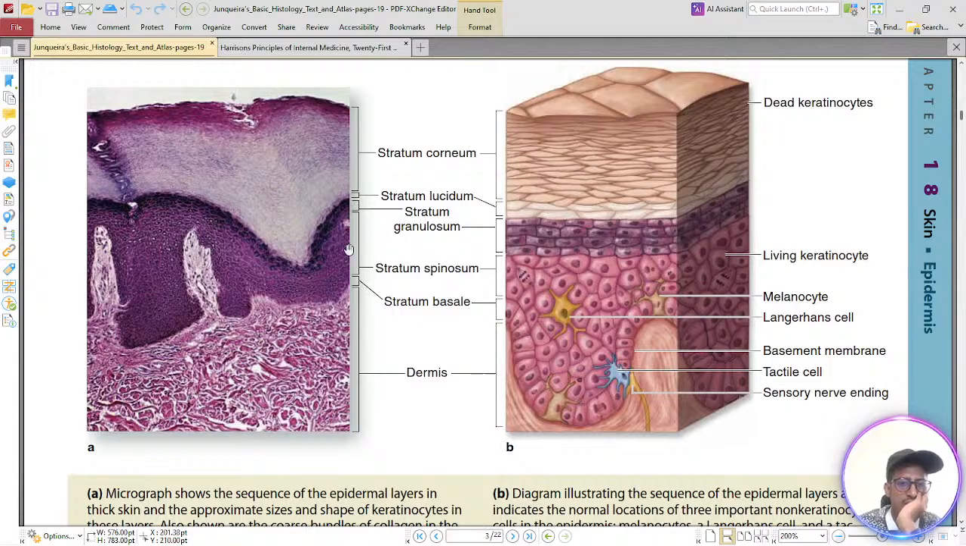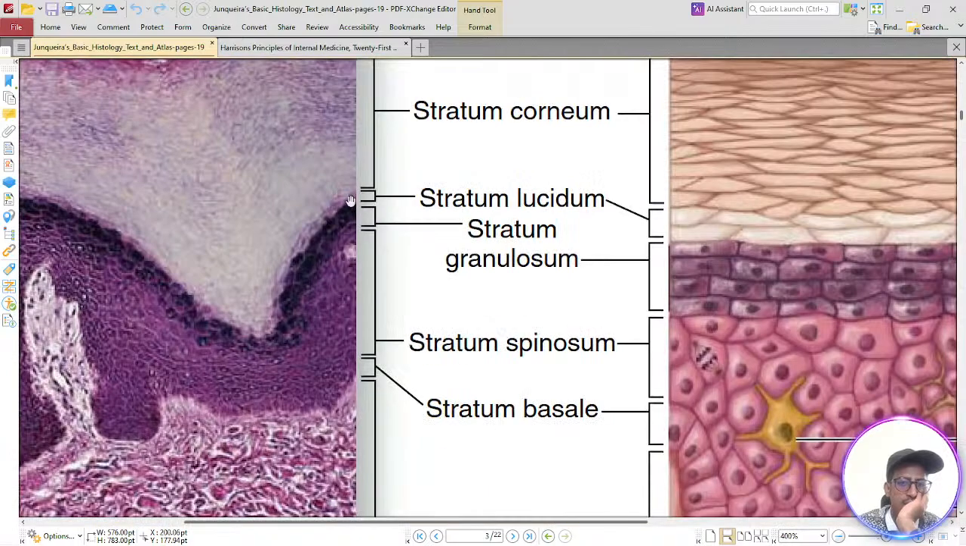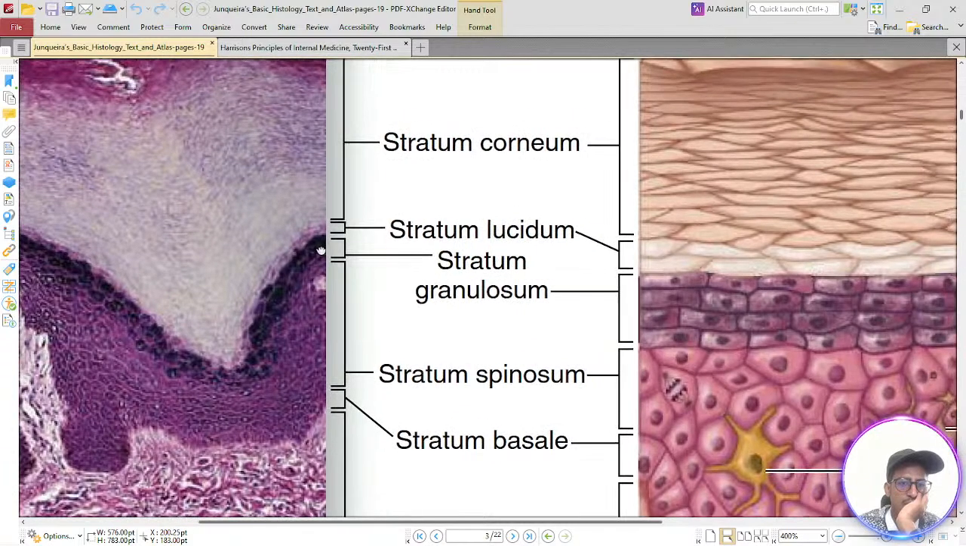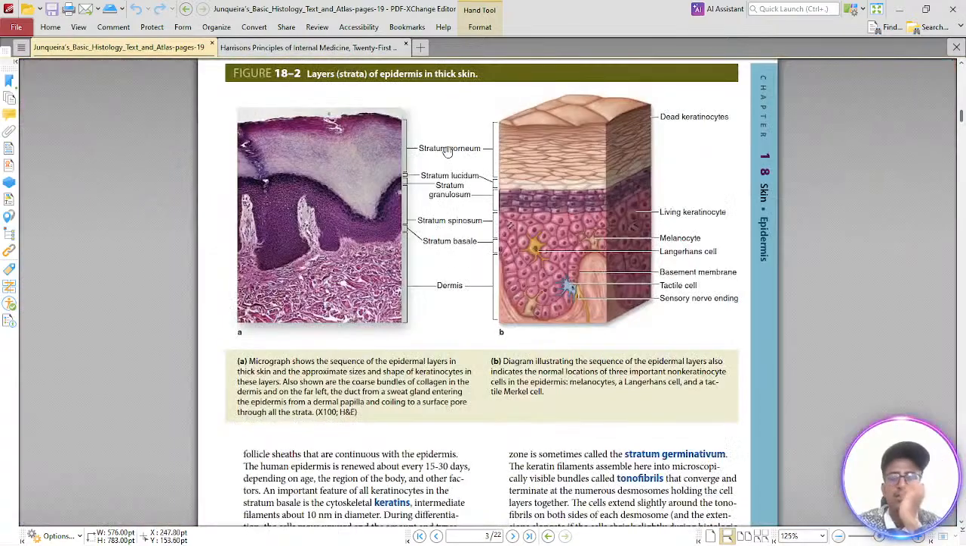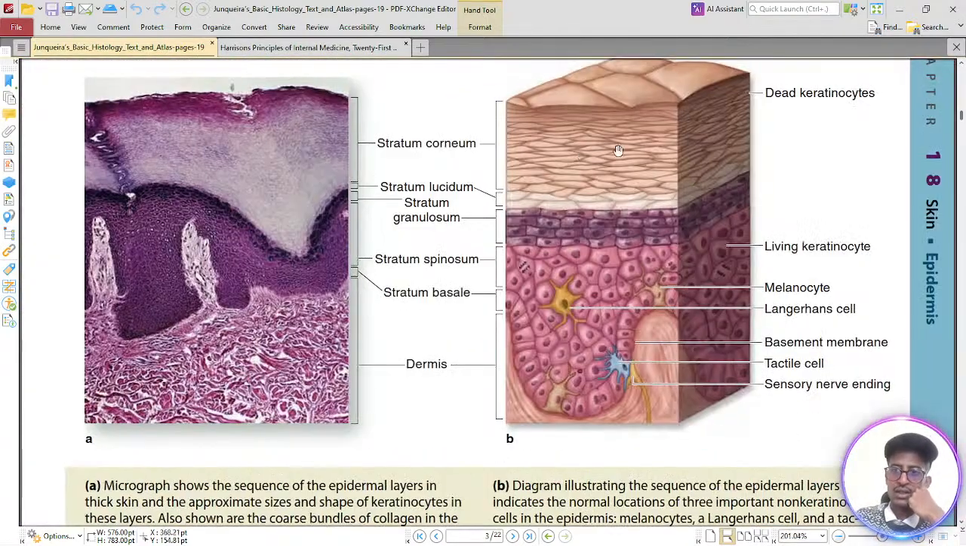Then next to it, up to here, is stratum spinosum, and this is lucidum. Lucidum is very thin. This one is lucidum, this one is granulosum, and this one is stratum corneum. Alright, so: dead keratinocytes, living keratinocytes, melanocyte, Langerhans cells, basement membrane, tactile cell, sensory nerve endings.